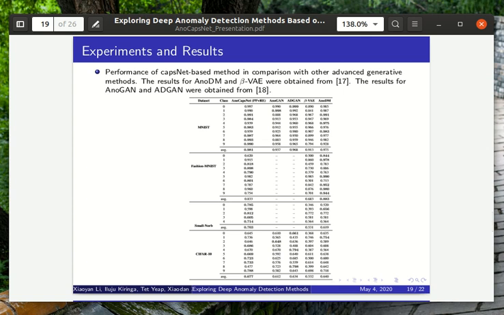The CapsNet-based method PP+RE was also compared with 4 other generative methods. From this table, we can conclude that the CapsNet-based method achieved the best results among these methods on all datasets except Fashion-MNIST.